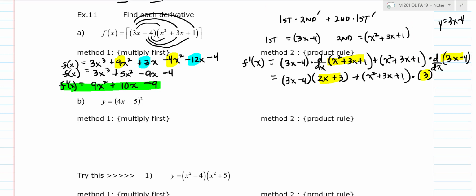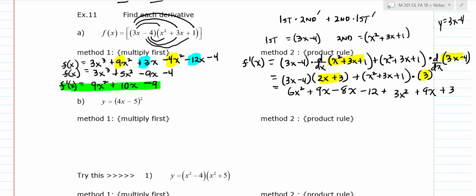Now we're just going to multiply this out and see if we don't get the same answer. So you would FOIL this. So this would be 6x to the second plus 9x minus 8x minus 12 plus, and then 3x to the second plus 9x, and then plus 3. Okay, so just kind of verifying in your mind what I'm doing there with the distributive property.